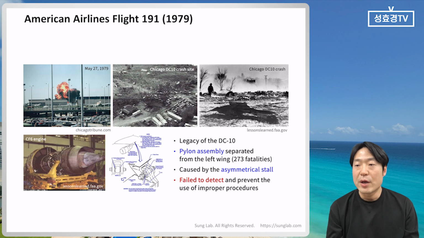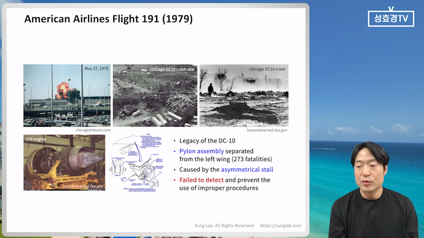Another case is American Airlines Flight 191 in 1979. We say that this one is the legacy of the DC-10. We can understand the pylon part. The pylon connects the wing to the engine, so it is a very important part. For example, like a human, it is the same as our neck, connecting our heart and our brain. Also, the pylon assembly was separated from the left wing, so it means the engine just fell down.